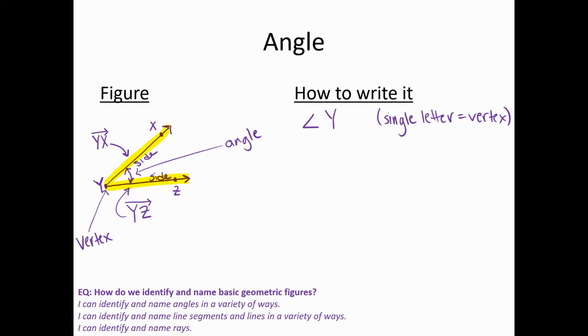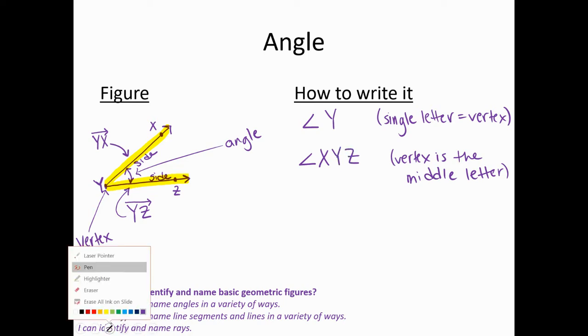The other main way that we name angles is with 3 letters. So the 3-letter system is going to start at a side and end at a side. And the key is that the vertex is the middle letter. That's the key. The vertex is always going to be the middle letter. So it doesn't matter which side we start on. So I could start with the side where I have the X, then I go to the vertex, which is Y, and then to the other side, which is Z.